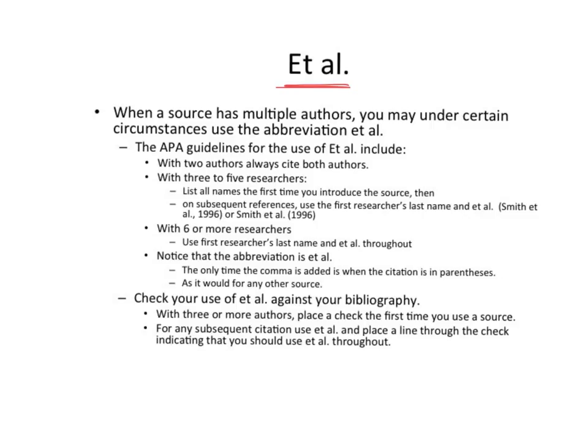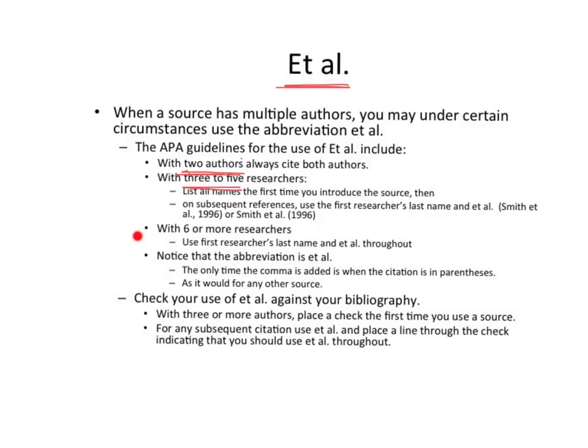When we have 2 authors, we always cite both authors. So if there's only two people, Smith and Coughlin, you're always going to say Smith and Coughlin. If you have 3 to 5 researchers, the first time you're going to list all of the researchers. Then, other times you can use just the first researcher's name and et al. So notice here, I have Smith et al. 1996 for a parenthetical citation, and I have Smith et al. and then in parentheses 1996 for an in-text citation.